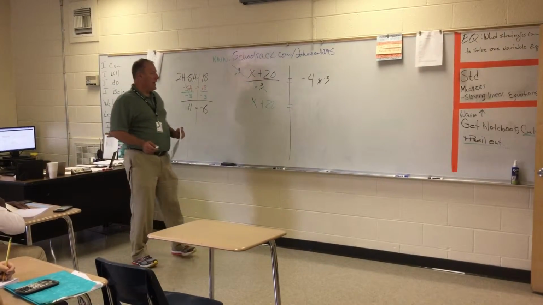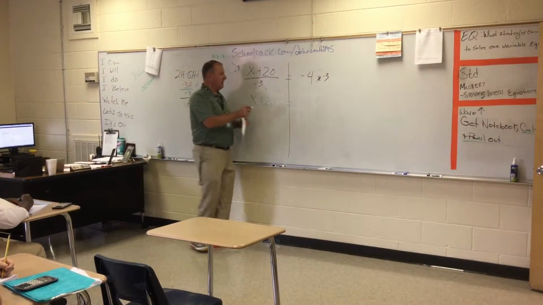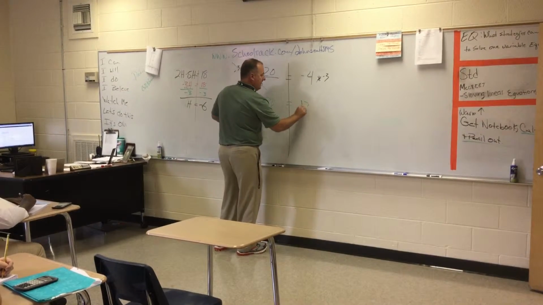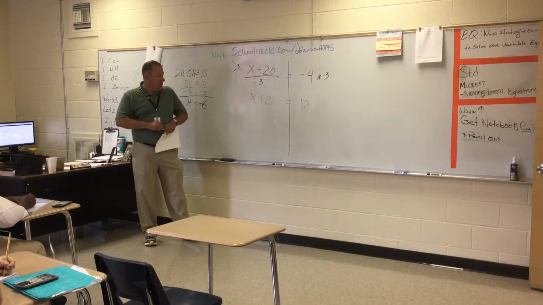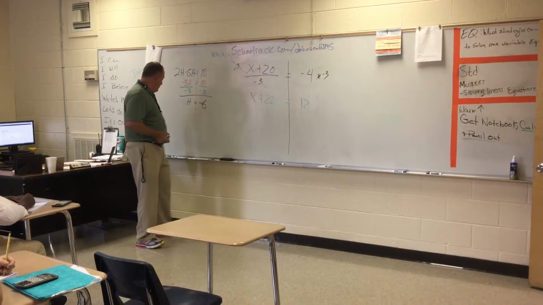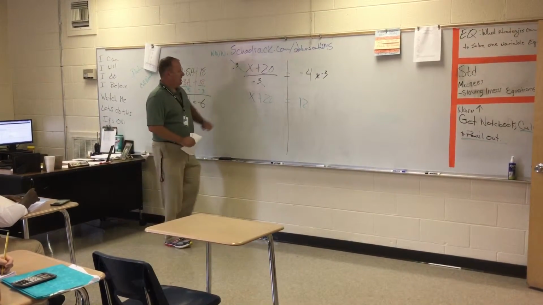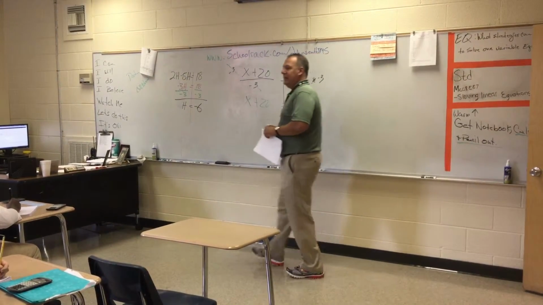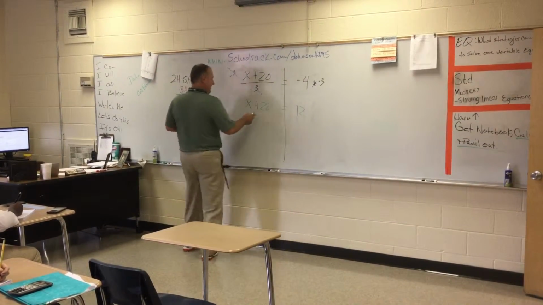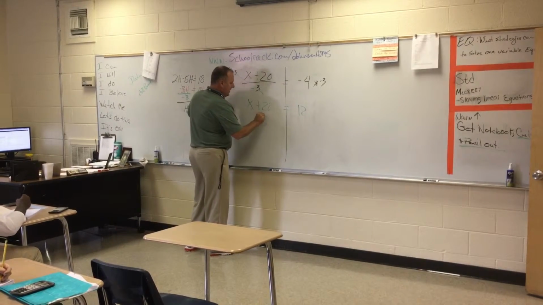What's my number? 4 times 3. 12. Good, Alyssa. So now this is solvable. What do I need to do, AJ, to get the variable by itself? Subtract 20. Thank you, AJ. Subtract 20 on both sides.